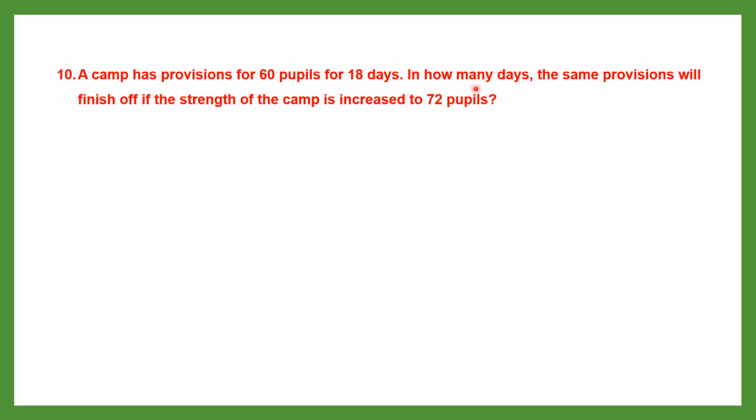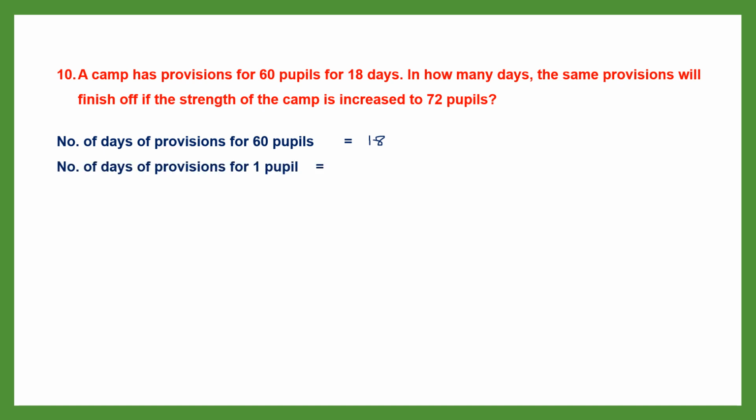So here they are asking us how many days. So let's start by writing the number of days of provision for 60 pupils, which is already given to us, is 18. So for 60 pupils, it's 18. First, we need to find for one pupil. For 60 pupils, it will last only for 18 days. But if you have only one pupil, the same provision will last for many days, isn't it? That means we multiply 18 into 60 because it will last for more days.